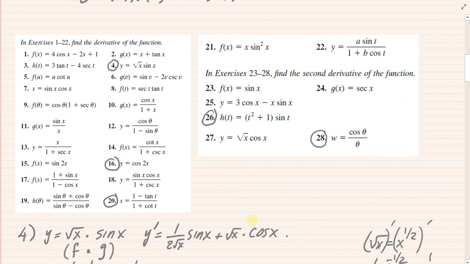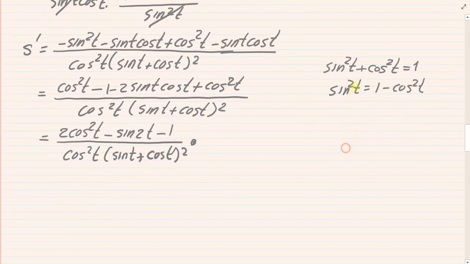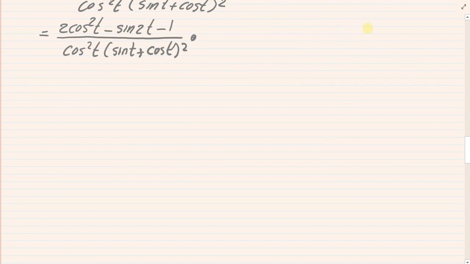we just looked at. Let's take a look at number 26. In number 26, we have a function of t. Again, we have a mix of algebraic and trig function, t squared plus 1 sine t. Number 26 question, find a second derivative. In number 26, we want to find the second derivative. Okay, so let's tackle this one.